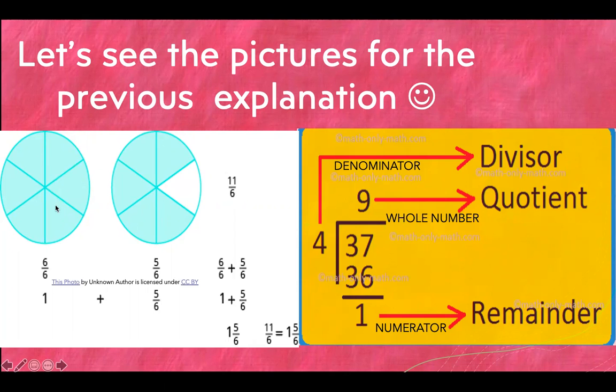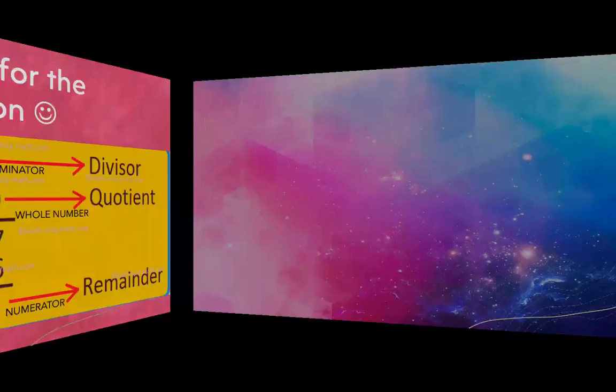Now all we need to do is convert these figures into fractions. Over here I have 6/6 and 5/6 for this circle. Basically, what is 6 by 6? It is the whole, so I'll just write 1. Now 1 plus 5/6 equals 1 5/6. So 11/6 equals 1 5/6. That is the way we can draw figures for the fraction.